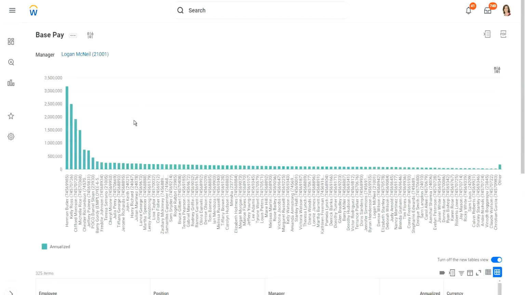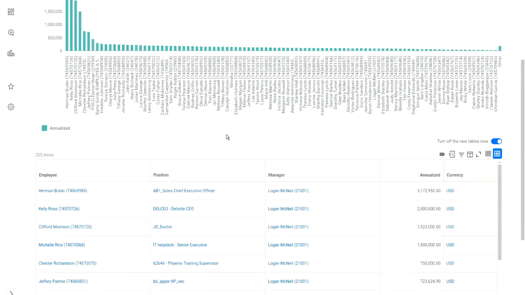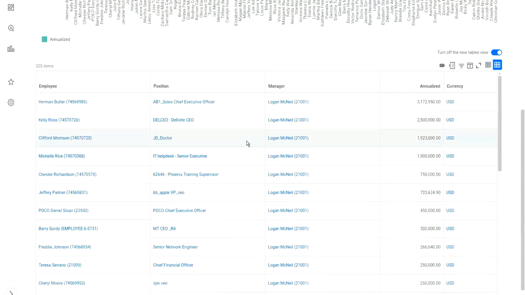So this is our standard report. The base pay is a standard report, but do you think that it can be improved, or is it missing some information? Wouldn't it be better if we have things like the hire date or maybe the location as part of this?